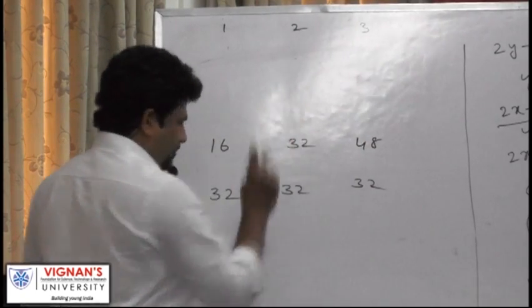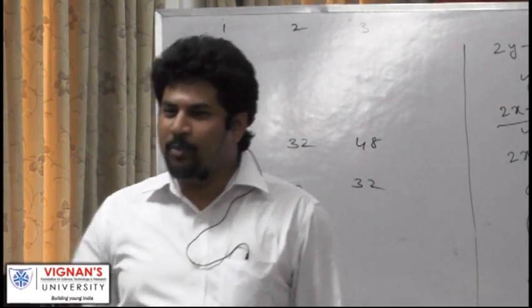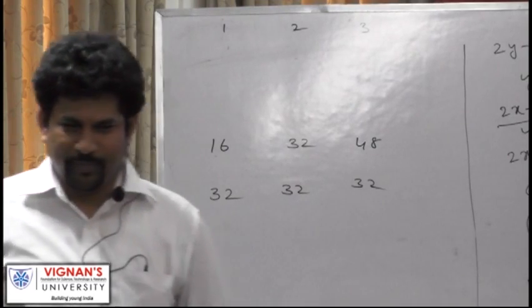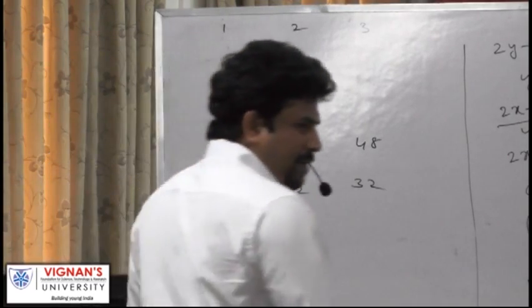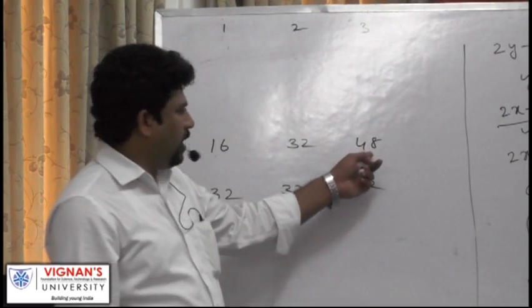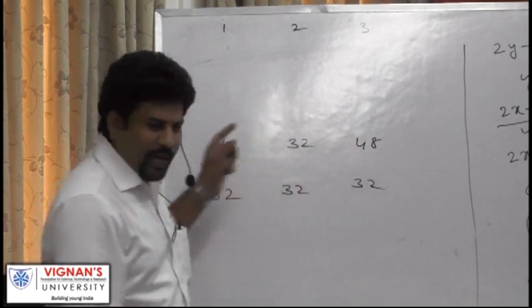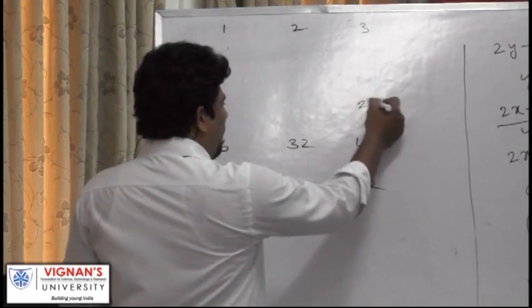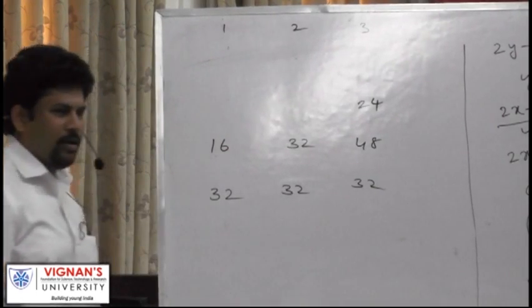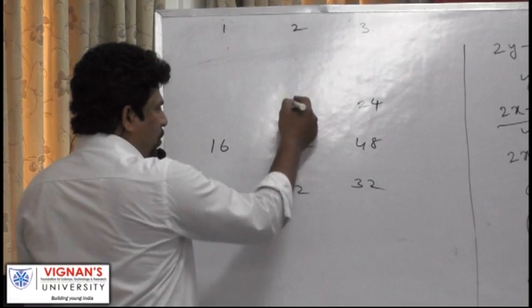There is no change here. Which heap was doubled in the second operation? Third heap. After doubling, how many are there? So before doubling, 24. The other 24 was taken from? Second. So add 24 to 32.